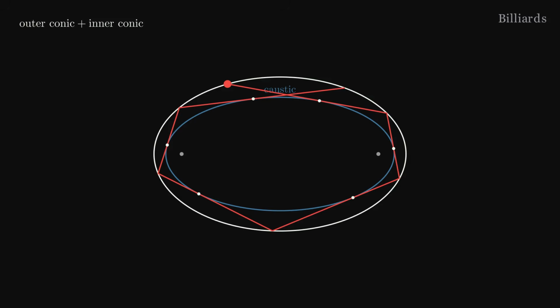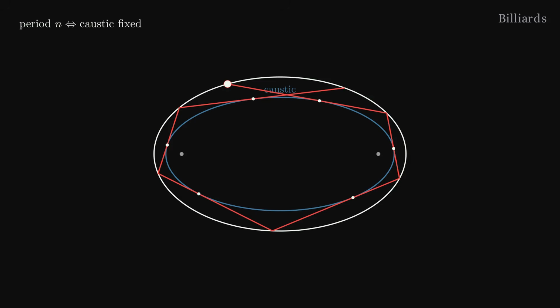It's Poncelet. Every bounce of the ball is a Poncelet step. Every caustic is the inner conic. Every elliptic billiard is secretly a Poncelet machine. And so Poncelet's theorem translates into a statement about billiards. On an elliptic table, either every trajectory with a given caustic returns to its starting position and direction after exactly n bounces, or none of them do.